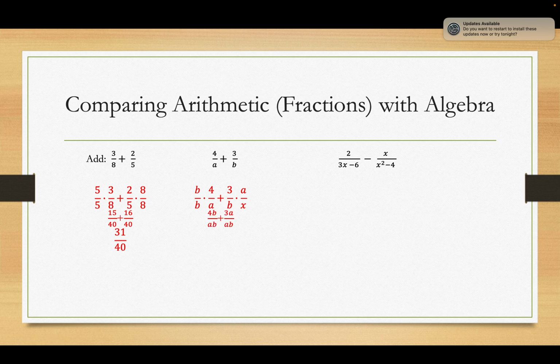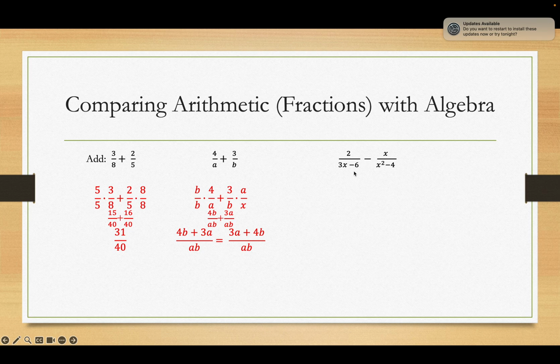So that would give me 4B over AB plus 3A over AB. Now I add them up. I get 4B plus 3A over AB. And by the commutative property, because we usually go in alphabetical order, not that it's necessary, I get 3A plus 4B over AB. Oftentimes we see this in a multiple choice question, and we may have arrived at the solution 4B plus 3A over AB, but the choice might be 3A plus 4B. Okay? Now this is a little bit more challenging.